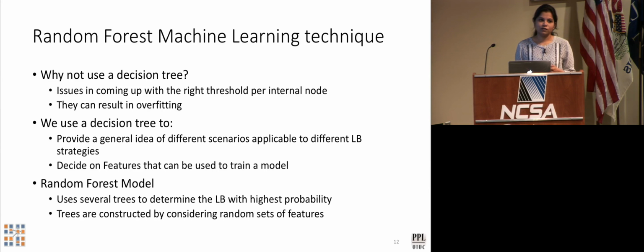The random forest model itself uses, in our case, the 100 trees to find out the maximum weight that each tree provided to each load balancing strategy. So it's like a consensus of all the trees on which is the best load balancing strategy to use. And the trees themselves are constructed by using random sets of features at each node. And that helps in improving the accuracy of the model.